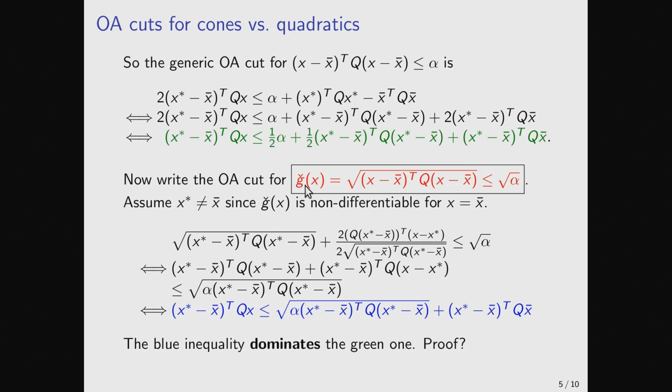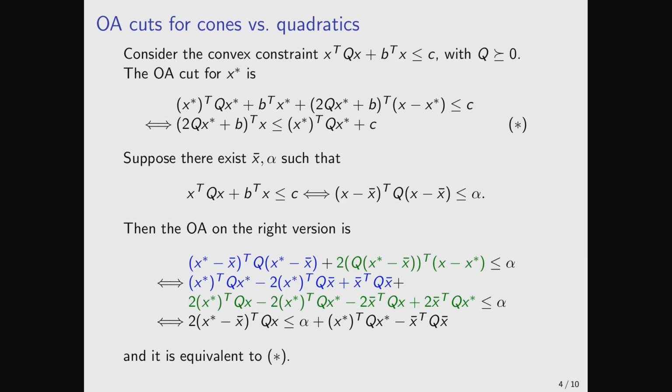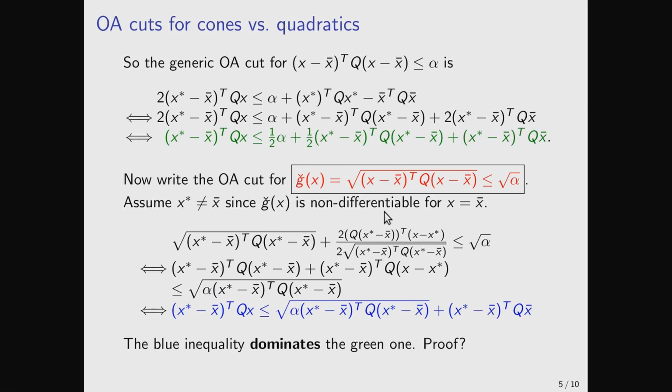You take the square root of both sides. Why can I do this? Well, because fortunately, this form of the quadratic constraint is such that since Q is positive semi-definite, this term on the left is always non-negative. So you can always take the square root. Otherwise, we would be in trouble. But so let's take the square root of the left-hand side, and let's take the square root of alpha, which is the right-hand side. This is still a convex function.